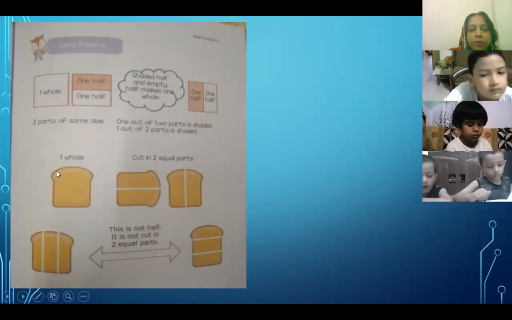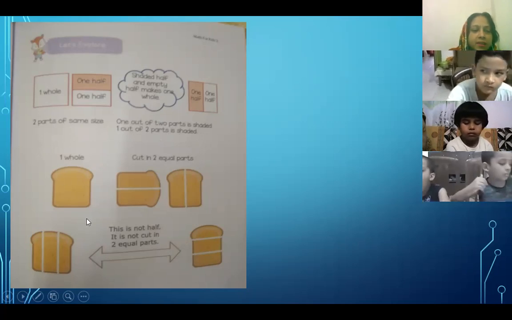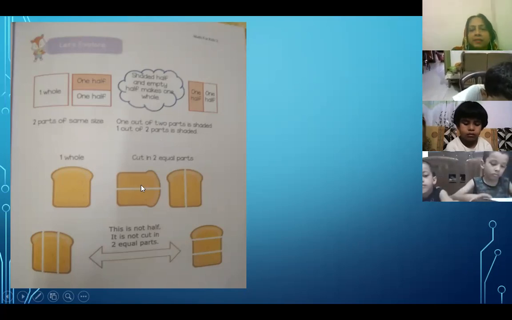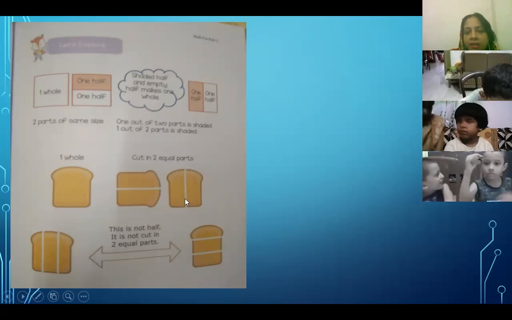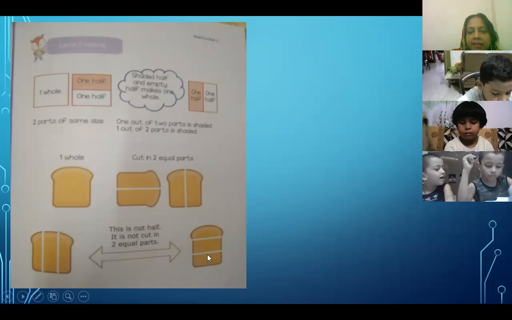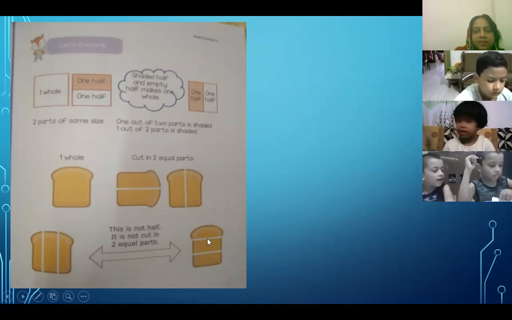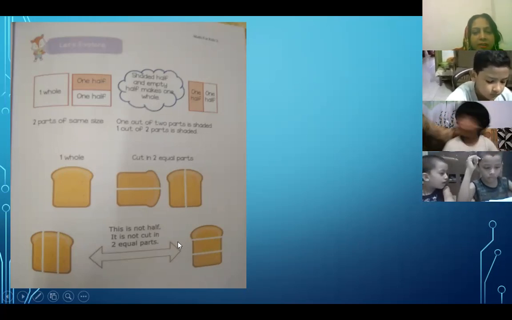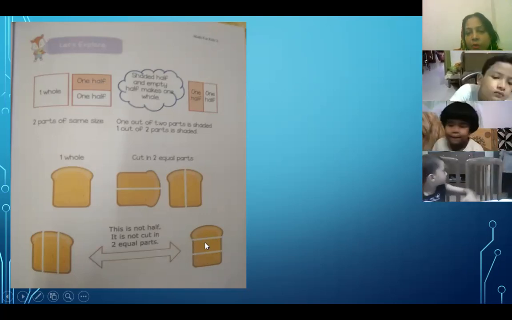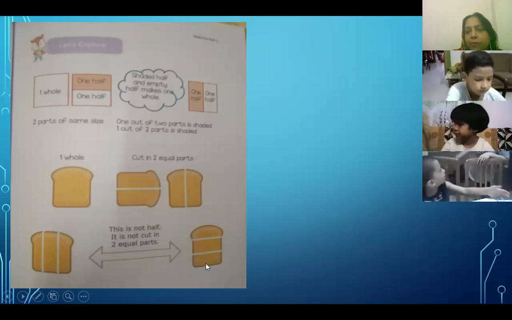Okay. This is a whole. What is this? This is a braid. A whole braid, cut into equal parts. We can cut it like this or like that, but we have to cut it into equal parts. Look at this braid. It is not half. It's cut in three equal pieces, not two equal pieces.